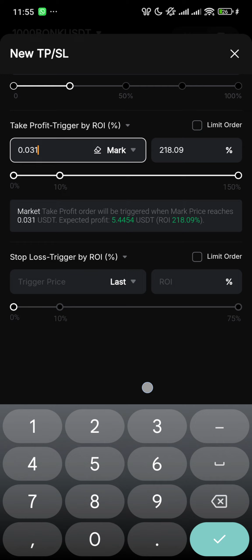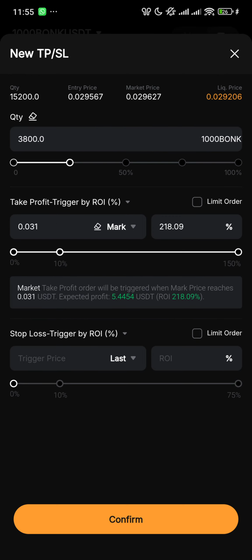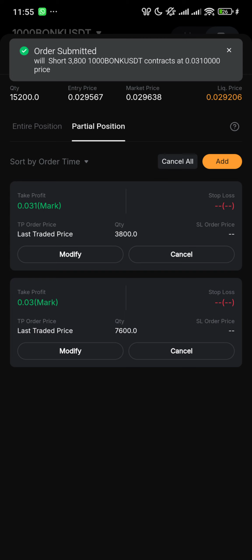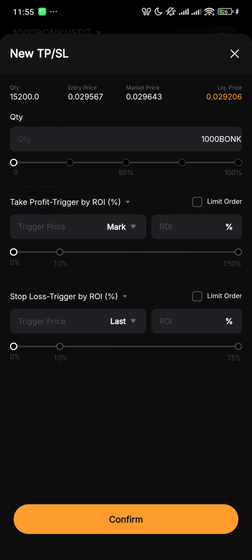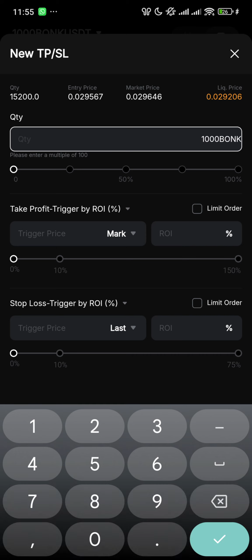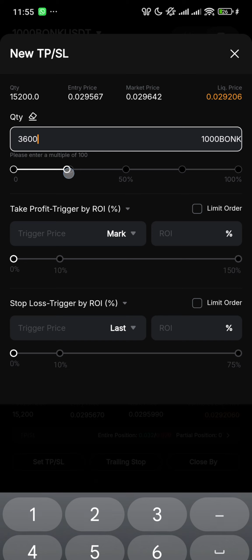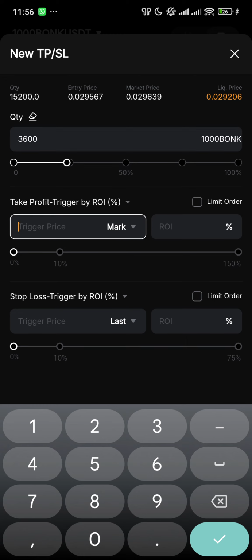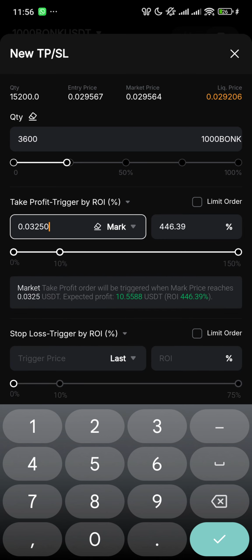So you can now click on confirm. Do you see it now? You can see the first take profit, second take profit. So you can add your third one again, then come to quantity. Now the remaining quantity will be 3,600. So now you are dealing with quantity here, so just take note. So 3,600. All right, so you type in the price you want to sell it at, 0.03250. So this will be 10. So the whole trade now, when you exit this, it will give you $19, right?